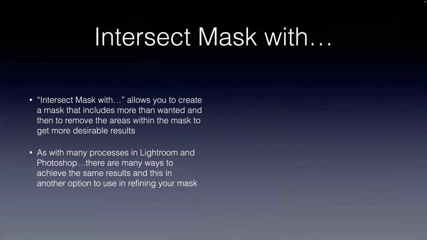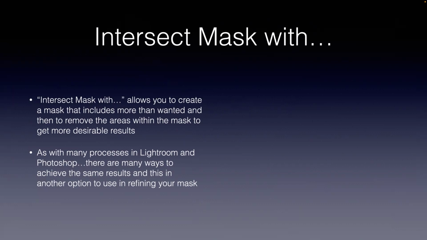So I told you we were going to use that duplicated and inverted mask, and we are here in just a second, and we're going to use it with something called Intersect Mask With. So let's talk about what this is. Intersect Mask With allows you to create a mask that includes more than the area that you want, because it's an easy selection, and then to remove the areas that you do not want within the mask, or to select what you do want to stay, and then it gets rid of the other part of it.